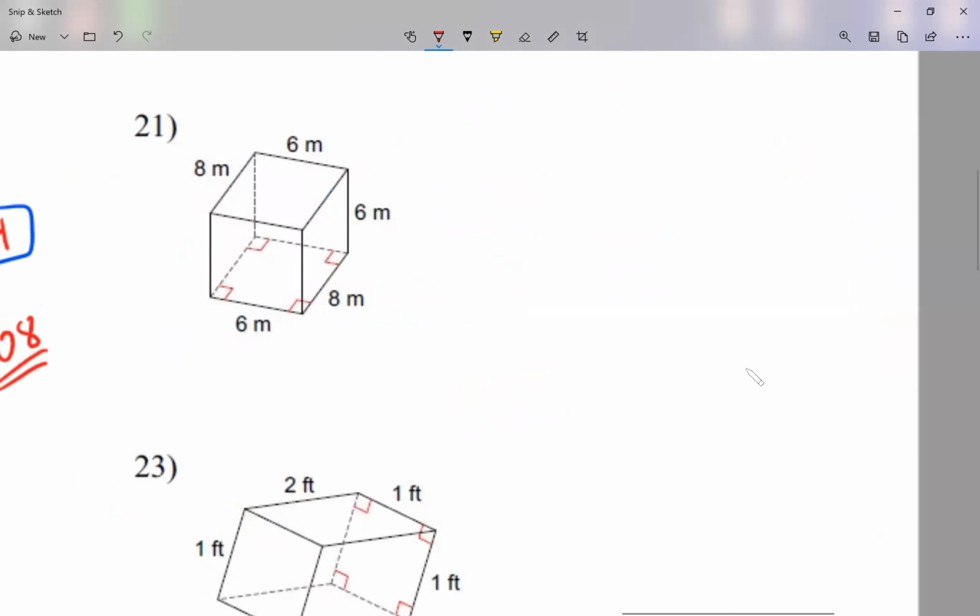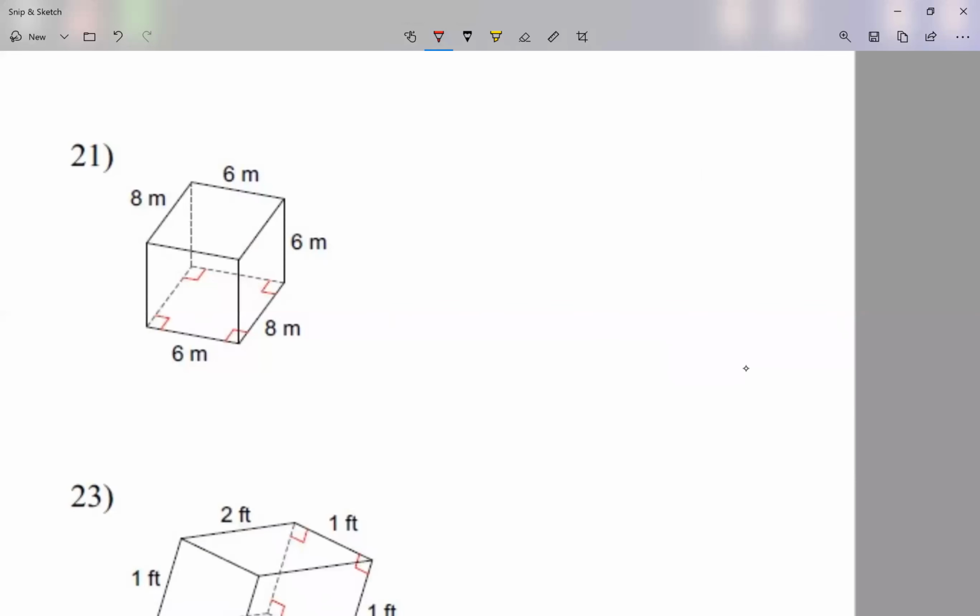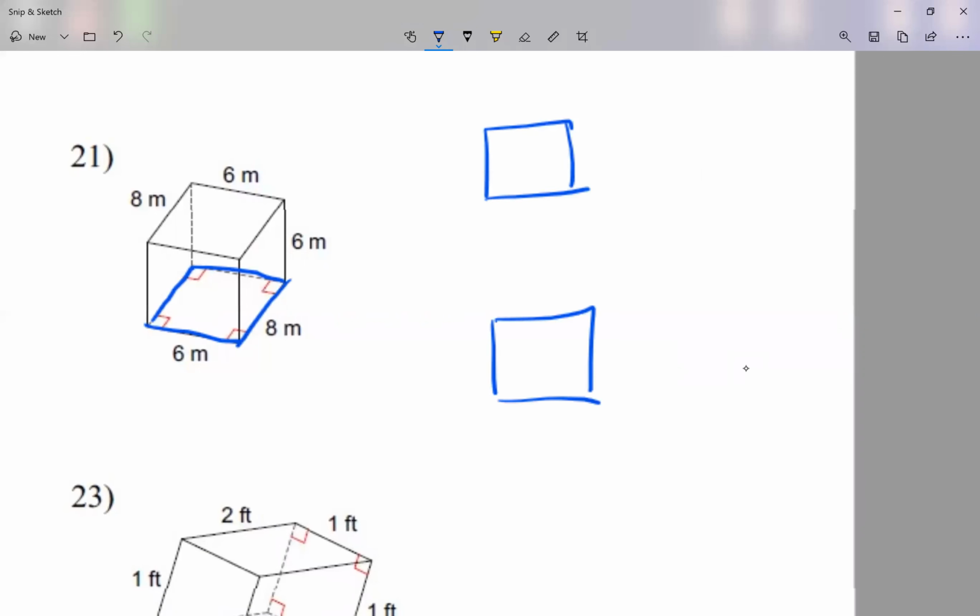All right, let's take a look at question number 21. Let me identify the base. There's 2 of them, but I'm just gonna find one of them. And my base is a rectangle. Sometimes my base might be a square, okay? Squares are rectangles as well. So I have 2 bases, and I know for rectangles, I must find a 90-degree corner. I'm gonna use this one. The 2 numbers that meet at that corner are 6 and 8. So I'm gonna go 6 times 8. I know 6 times 8 is 48. So each of my rectangles is 48.